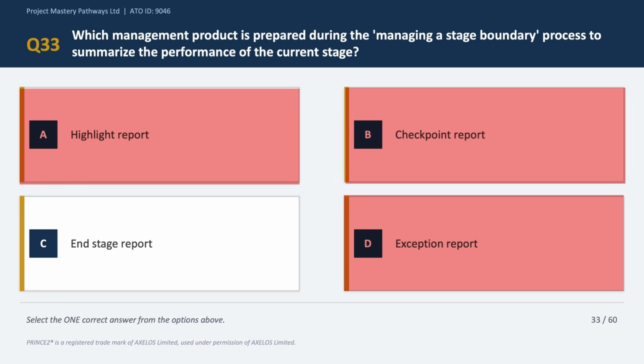So the correct answer to this question is option C, which says end stage report, because the end stage report is prepared by the project manager during managing a stage boundary process. It tells the project board what has happened during the stage, including what was delivered, what was not, and how performance compared to the plan of that stage. Okay, so the correct answer is option C.